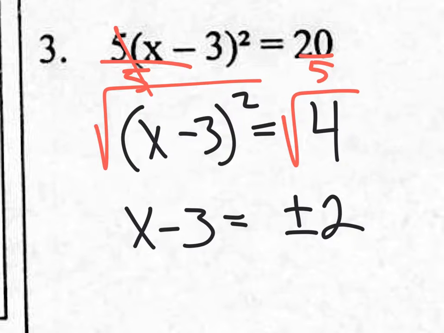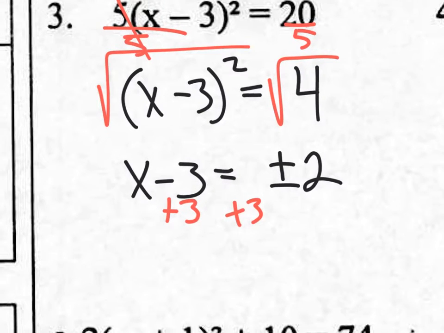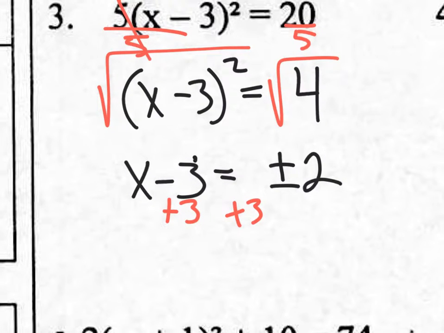Okay? What's my final step to solve this? Add 3 here, add 3 over here. Now, let me rewrite this. This canceled. x equals, now this is what I have: 3 plus or minus 2.